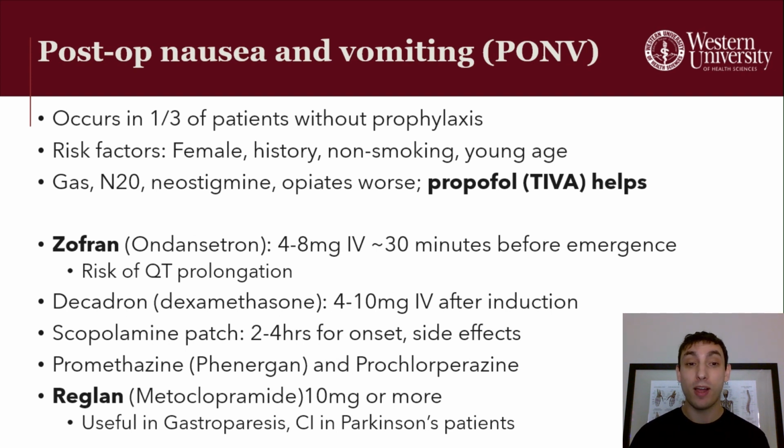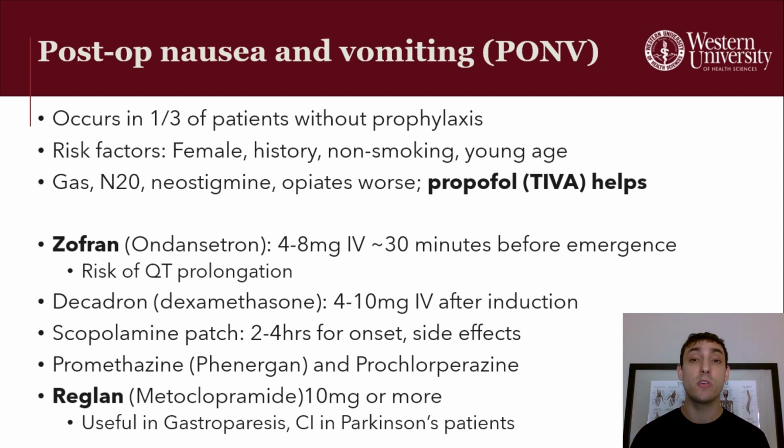Things to look out for: female patients, if they have a history of motion sickness or post-op nausea and vomiting, if they're non-smokers and they're younger, that all increases the risk for post-op nausea and vomiting. So you may want to take extra care in those patients. Your gas, your nitrous oxide, your neostigmine, and your opiates all make this worse. Propofol actually helps. So one of the main reasons you might want to consider using TIVA, just a propofol drip, is a patient that has a history or high risk of post-op nausea and vomiting.